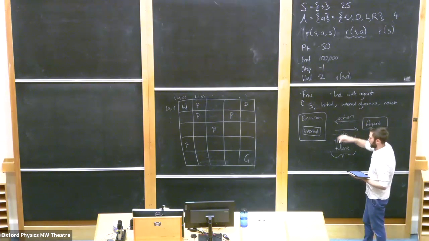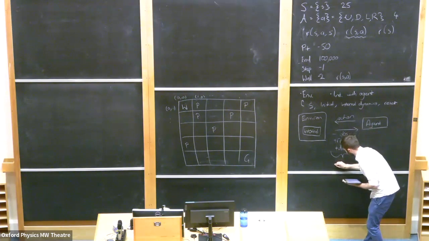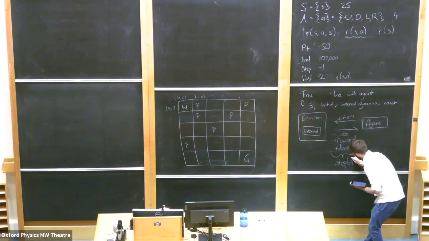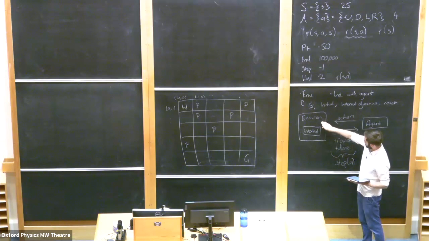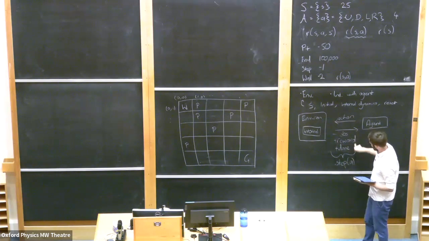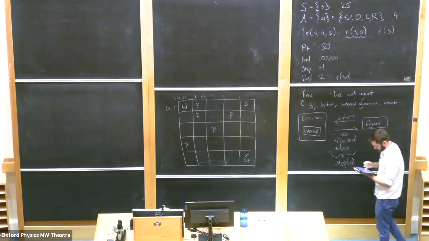The standard way to put this as a method on your environment is to use dot step. So we'll see that in a second. Dot step will take an action on the environment, and then that will do all of this. It will return something for the agent.